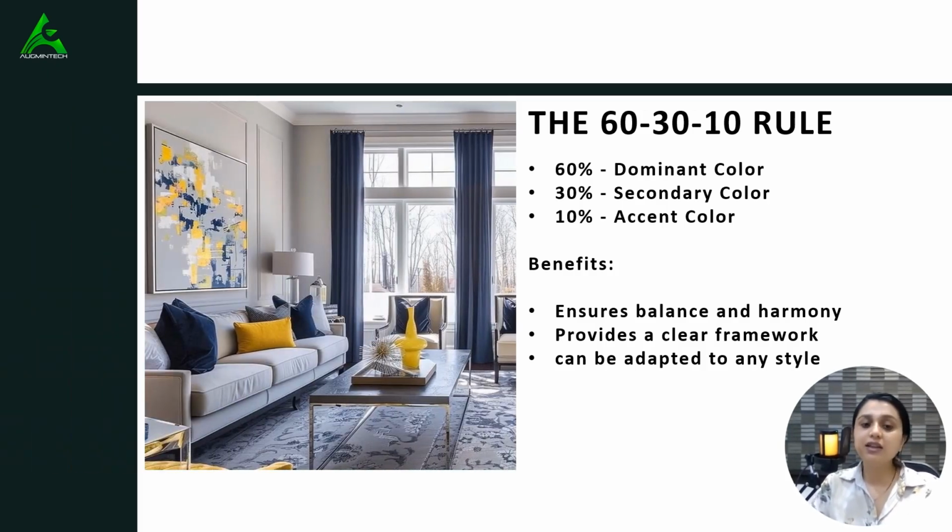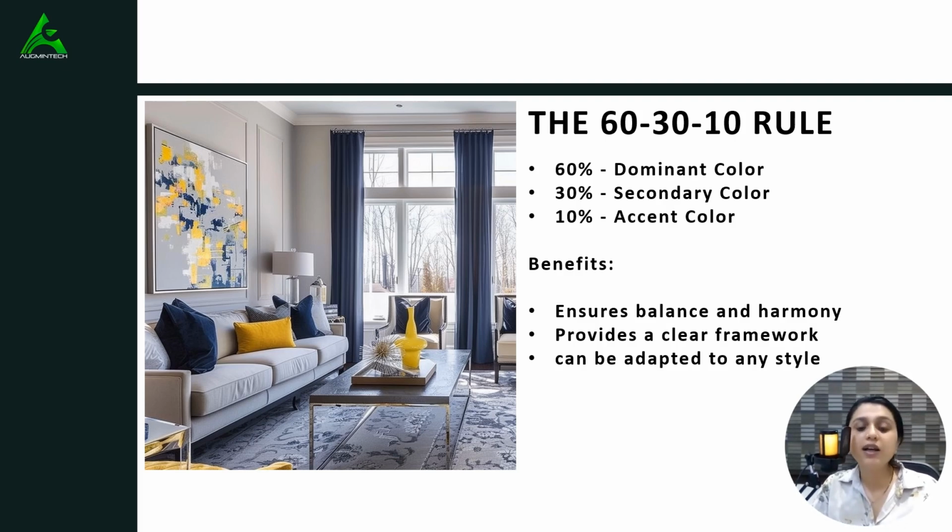Let's take this example. Here, what is the dominant color that you see? The dominant color here is this light gray. So this is the dominant color which is there everywhere. The furniture is in this color, the walls are in this color. Then the secondary color is the 30% part, which here is your curtain, your cushions. That is where we have used some blue. Also in the flooring, there is some kind of blue in the carpet. So that makes up for 30%.